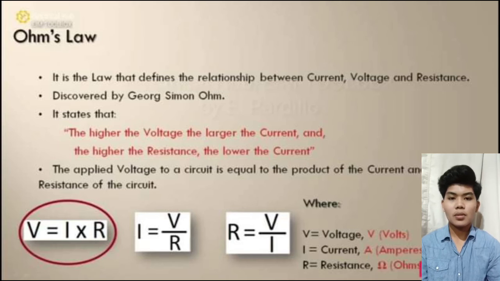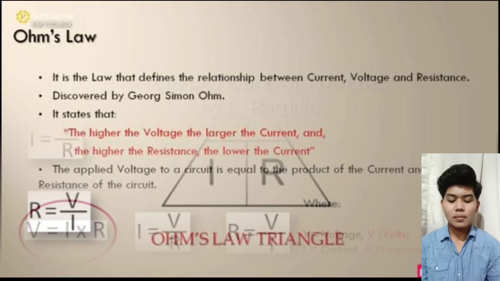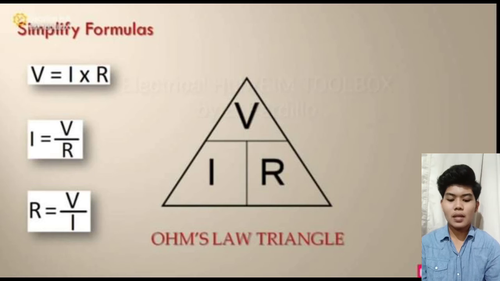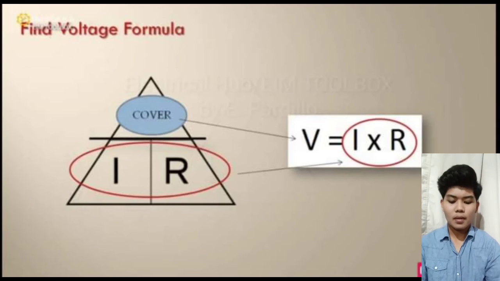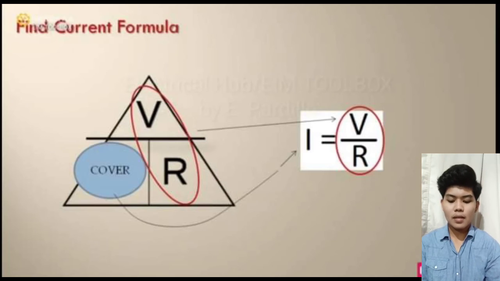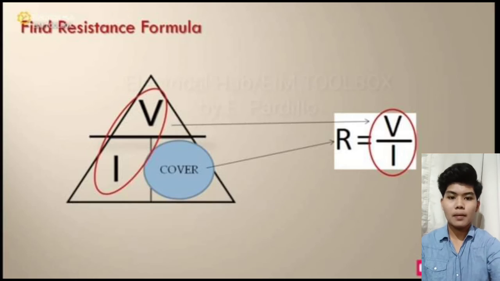The applied voltage to a circuit is equal to the product of the current and the resistance of the circuit. Ito yung tinatawag nilang Ohm's Law Triangle. Ang concept nito ay pag-cover sa required value, ang matitirang value ay sakto sa arrangement ng ating given value.